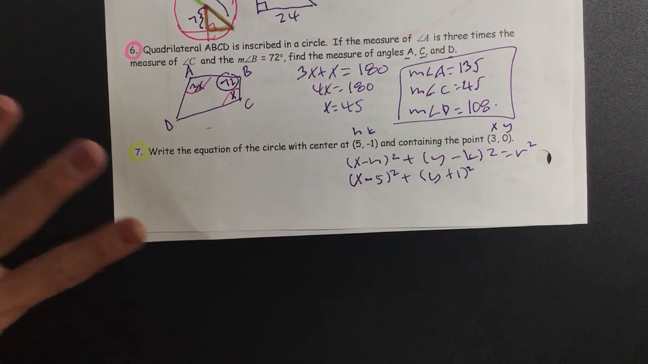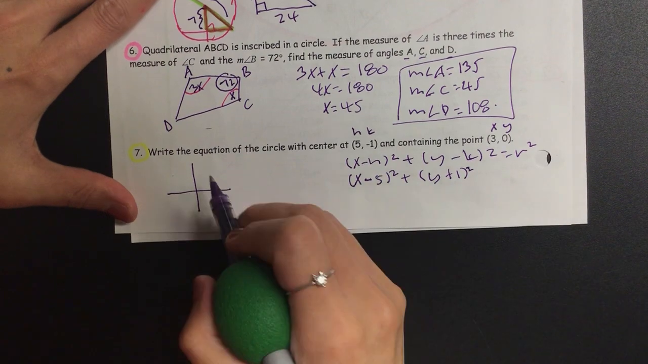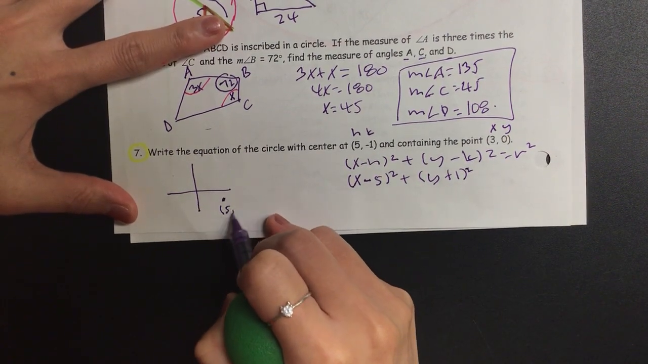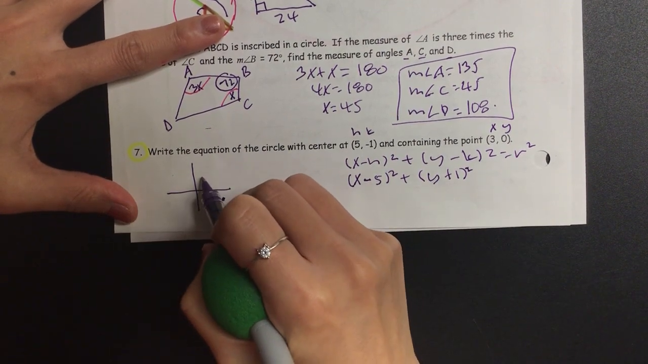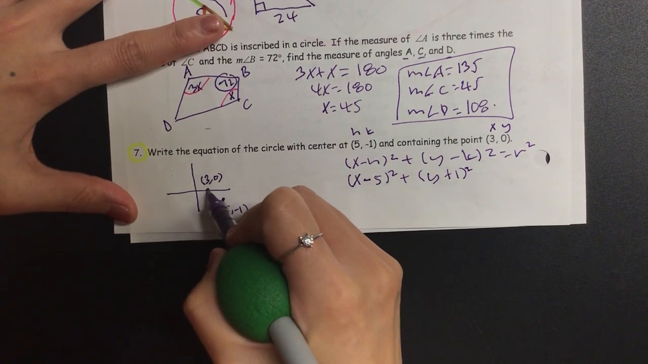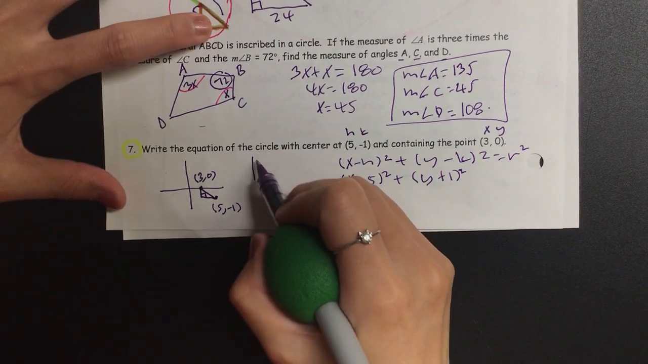So then let's go ahead and graph our center and the point. My center is at (5, -1), so (5, -1) somewhere over here. And the point is at (3, 0). And then I want to make my right triangle. Okay, let's go ahead and make that big right here.